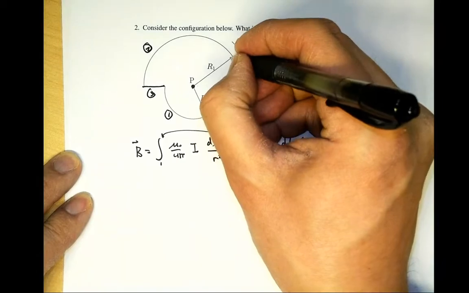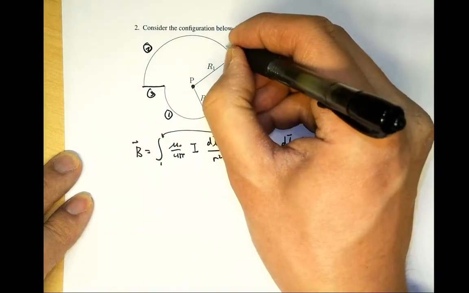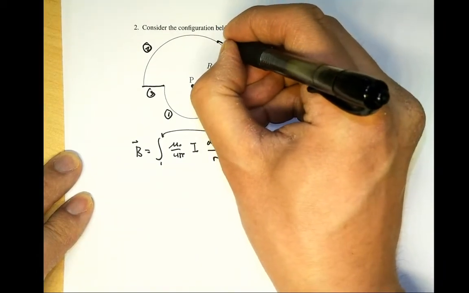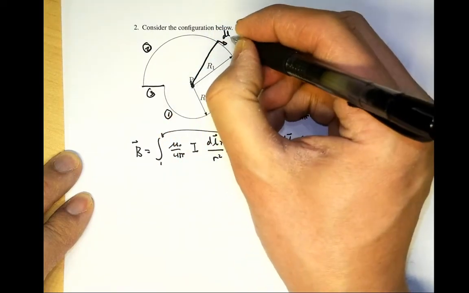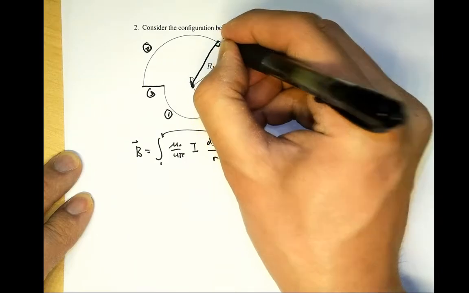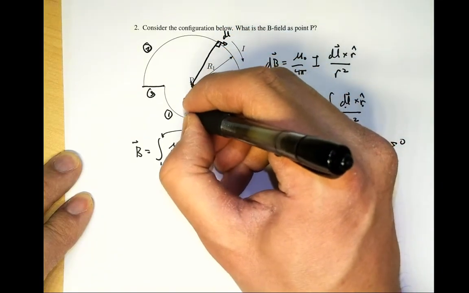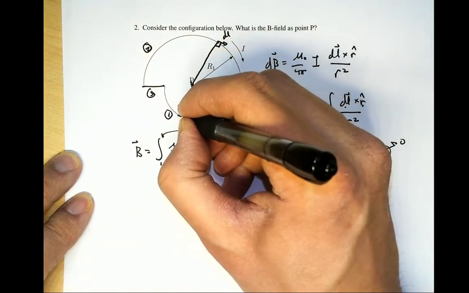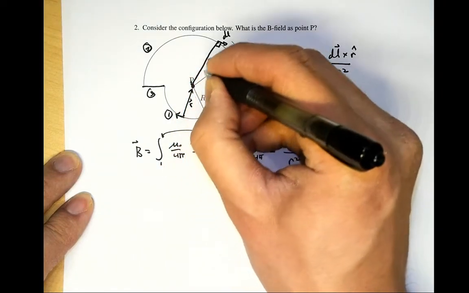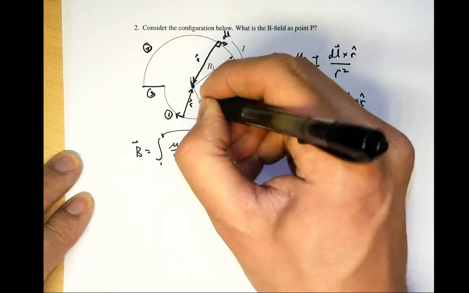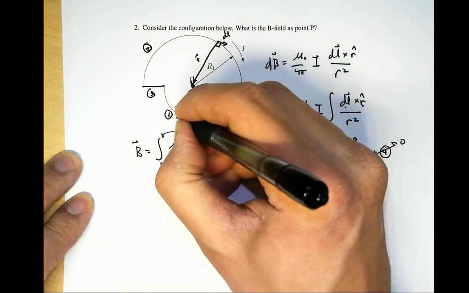Now, remember, r points from the source back to the point where you're looking. So let's say this is one source, this is dl, and r points back toward the point you're looking at. In this case the angle is 90 degrees because it's a semicircle. Same thing here: this is dl pointing in this direction, and r points back this way. Again, 90 degrees.